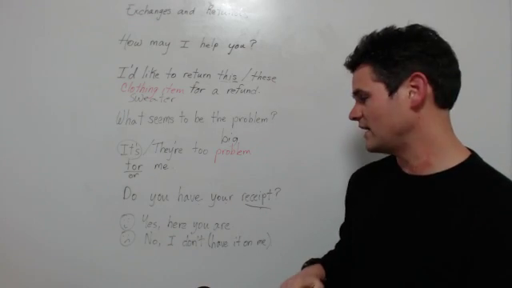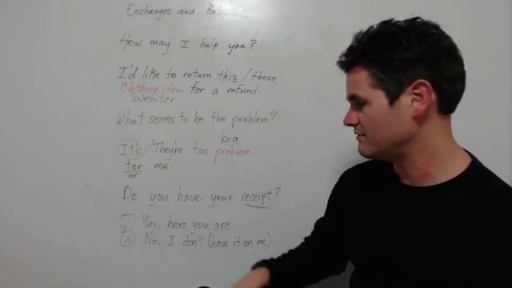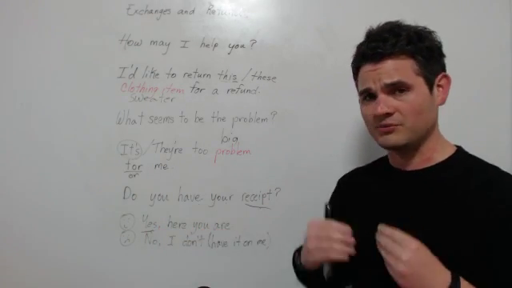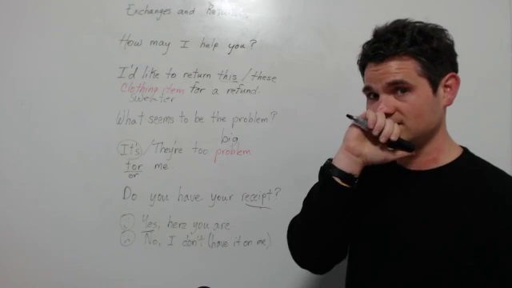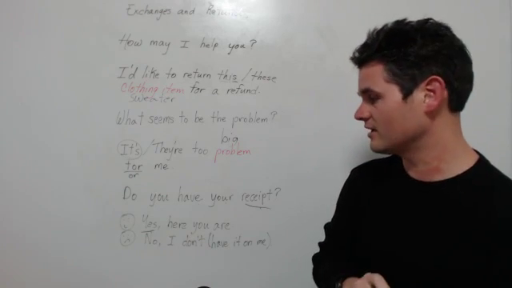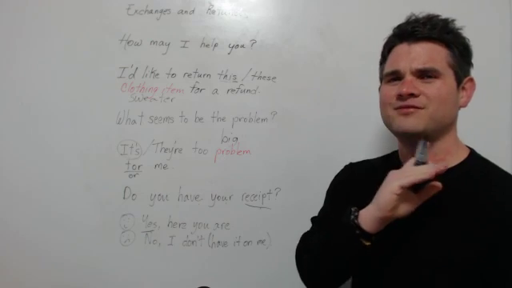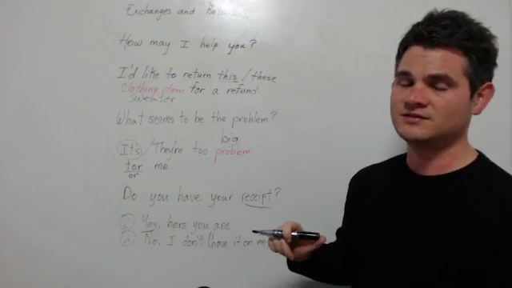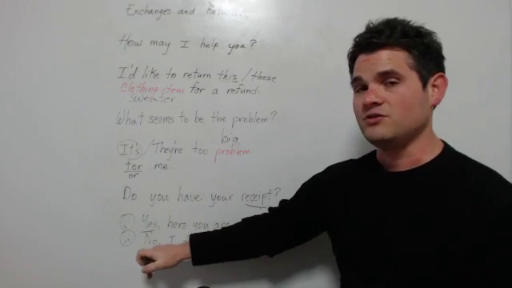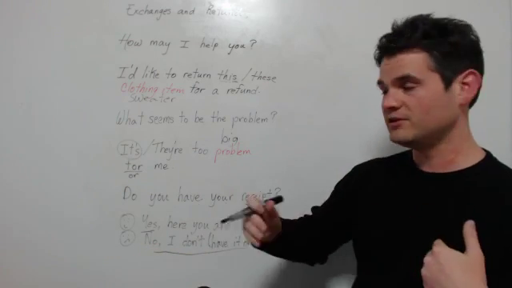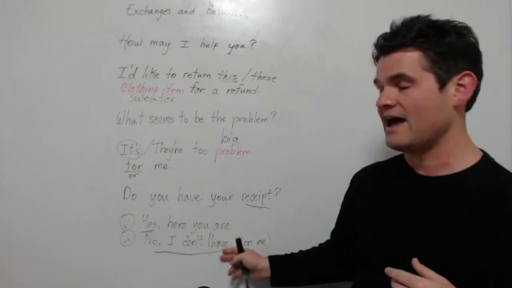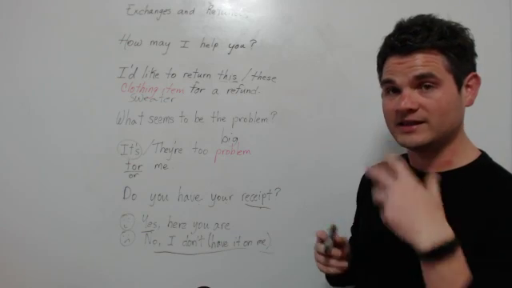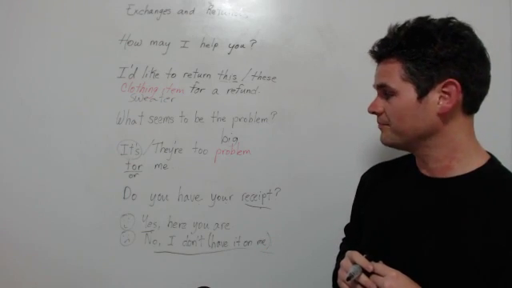And of course, we've got two answers here. If yes, you do have a receipt, you would say yes. And then here you are. Here you are, which means you give the receipt to the clerk. Now, if you have no receipt, you would just say, no, I don't. And you can also say a complete sentence, no, I don't have it on me. So if you have no receipt, you can say this expression here.